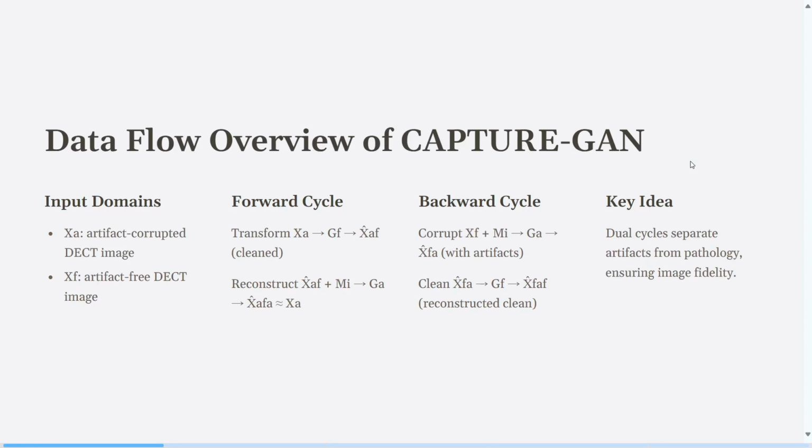The backward cycle does the opposite. It corrupts a clean image XF using GA and the mask MI and then attempts to restore it using GF. So these two cycles ensure that the model not only learns to clean images but also understands what artifacts look like and how to reconstruct them realistically. This duality is crucial because in DECT imaging, artifacts can closely mimic pathology and simple denoising would risk removing actual edema. CAPTURE-GAN solves that by training both removal and generation pathways together.